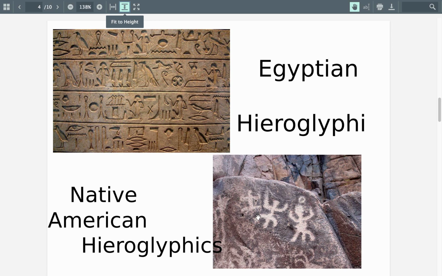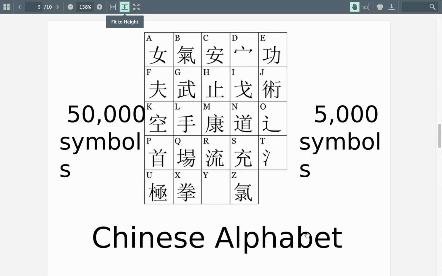Down here, they're kind of similar. They're also hieroglyphics, but they're different. These are Native American hieroglyphics. Again, symbols that represent sounds and words. These look a lot tougher.